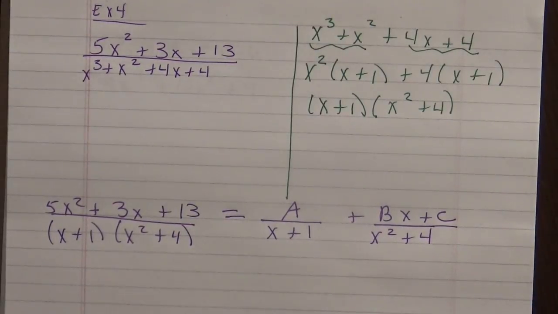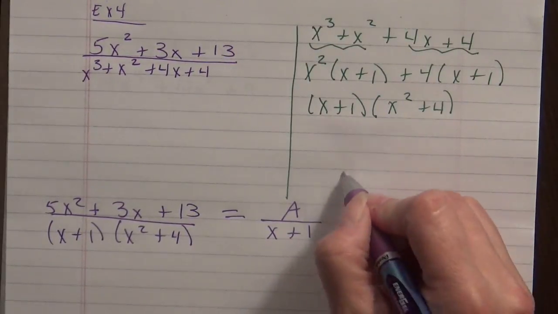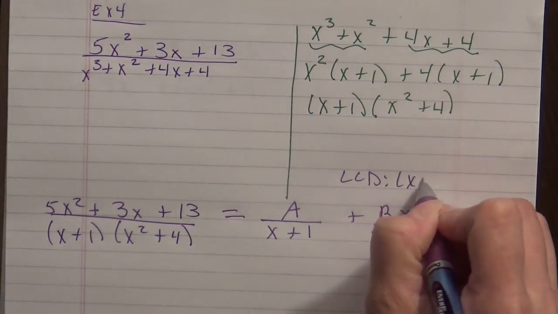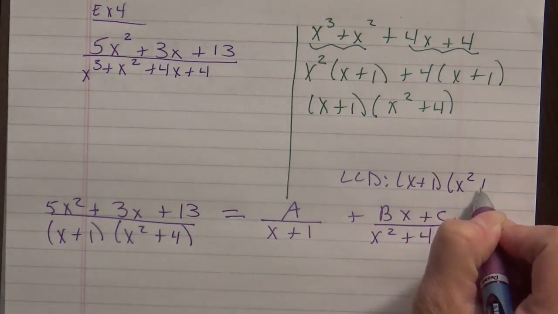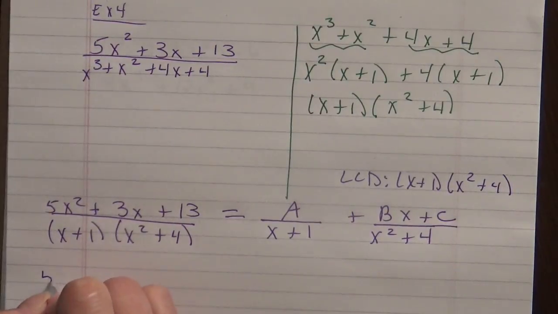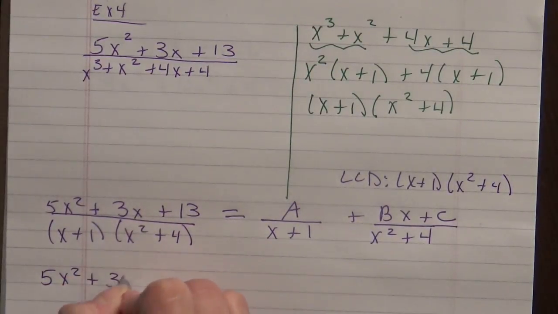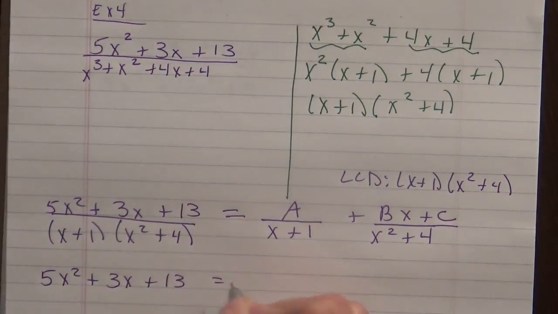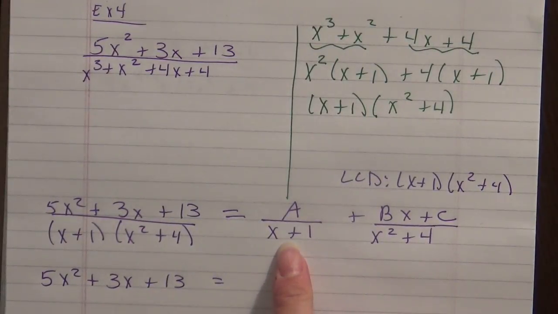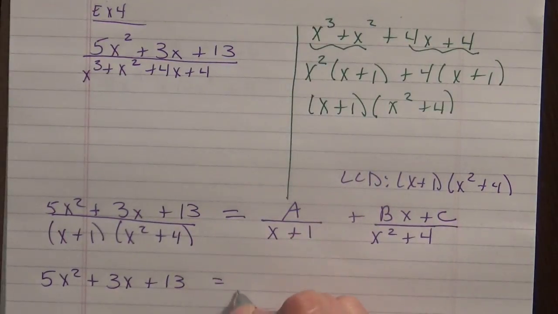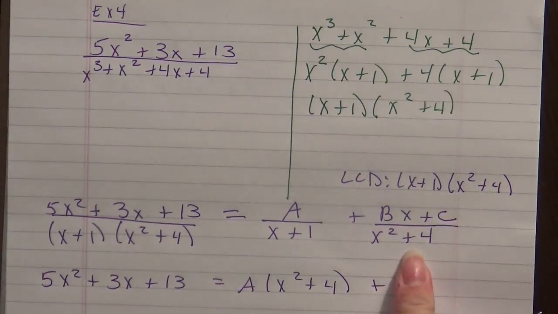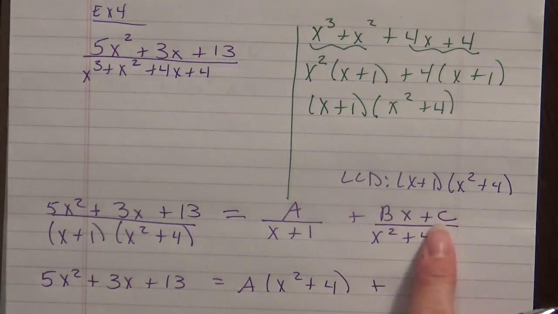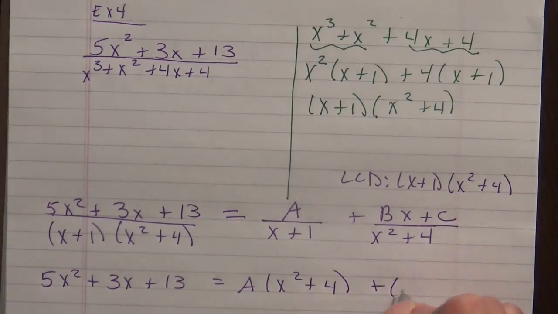My common denominator is x plus 1 times x squared plus 4. We'll multiply both sides by the LCD. That would give us 5x squared plus 3x plus 13. Here we'll multiply by the common denominator. The x plus 1's will cancel and leave us with a times x squared plus 4. And here when we multiply by the common denominator, x squared plus 4 cancels. We're left with our numerator bx plus c times x plus 1.